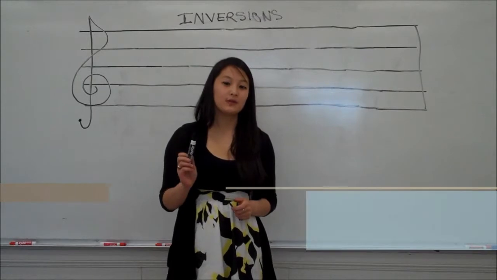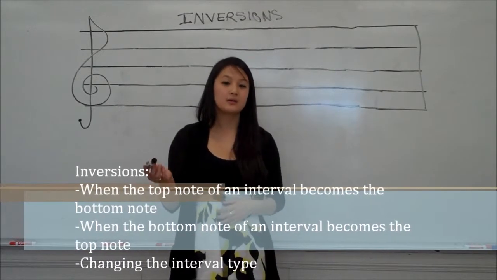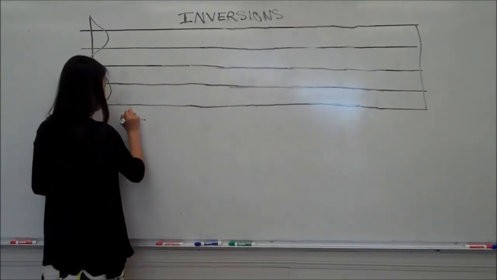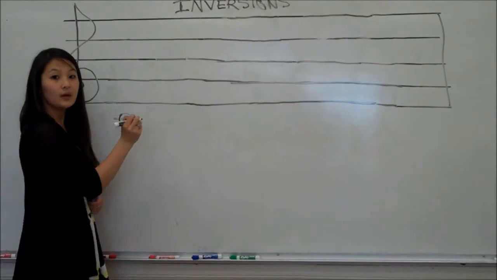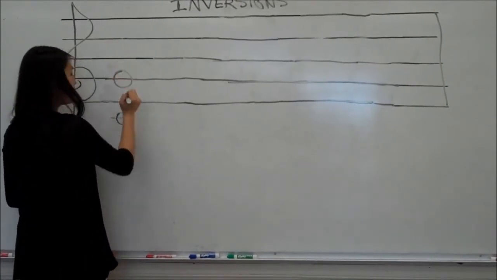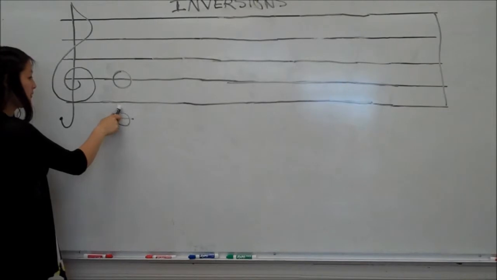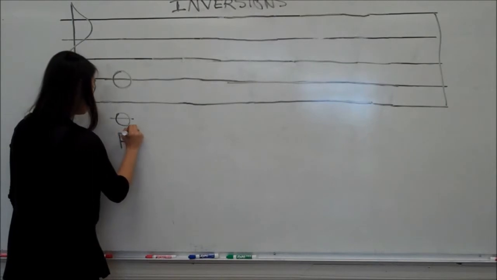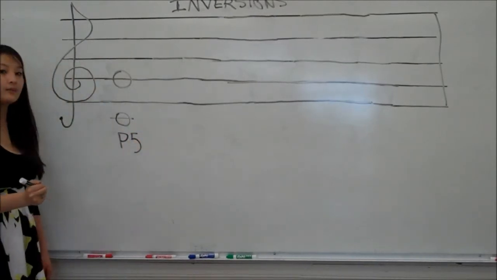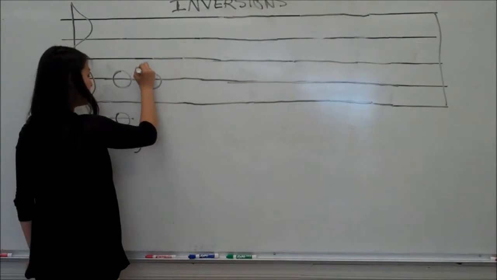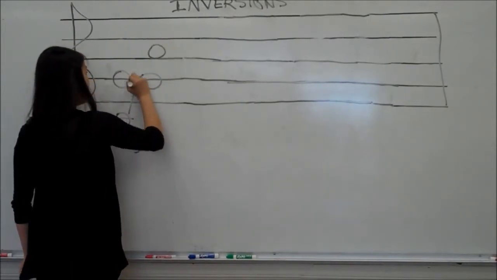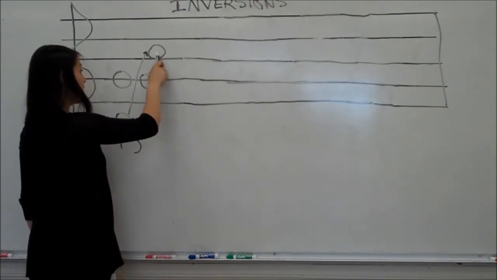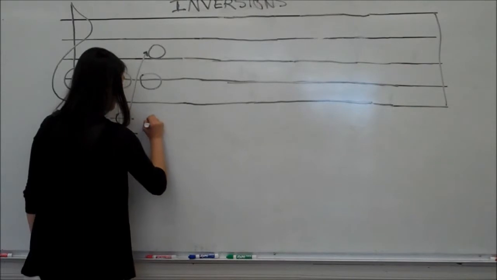This is when the lower note of an interval becomes the higher note, or the higher note becomes the lower note, which changes the name. For example, if we had a C to a G, this would normally be a 1, 2, 3, 4, 5, so this would be a perfect fifth. But then, if we kept the G on the bottom, but moved the C to the top, this would become a 1, 2, 3, 4, becoming a perfect fourth.